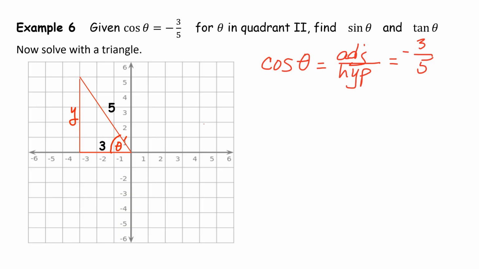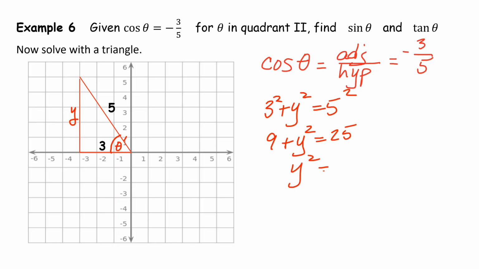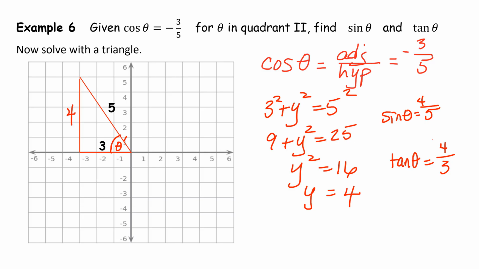And so first we use the Pythagorean theorem to find out what y is. So y squared is 16, so y is 4. And so if we want to find sine theta, it is going to be opposite over hypotenuse, so 4/5. And we know that sine is positive in the second quadrant, so that is correct. Then we're going to do tangent theta, and tangent theta is opposite over adjacent, so opposite, which is 4, over adjacent, which is 3, and that has to be negative because we are in the second quadrant where tangent is negative.